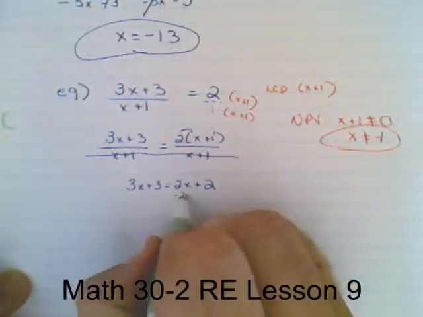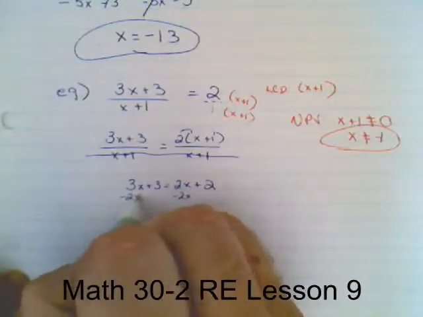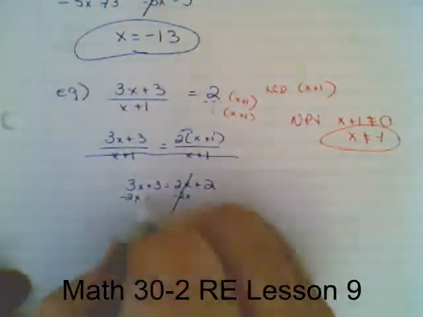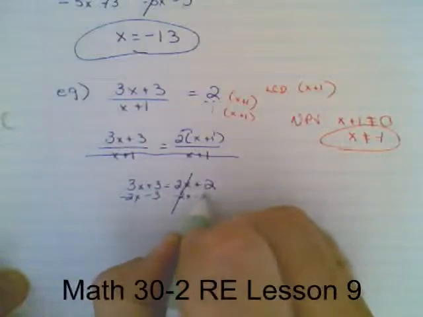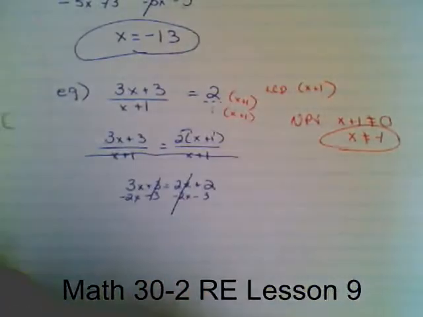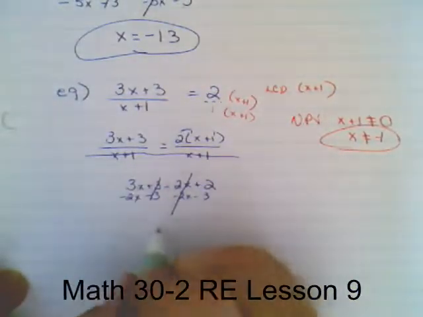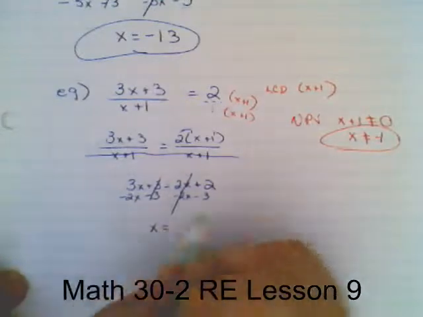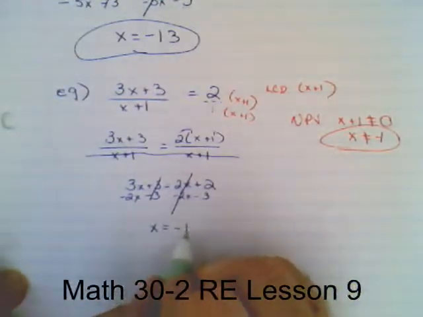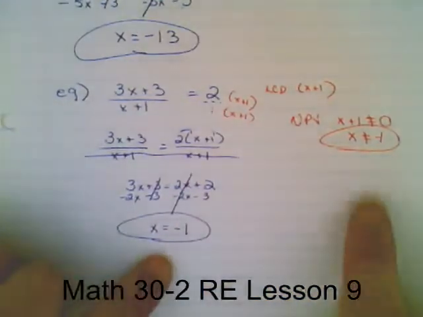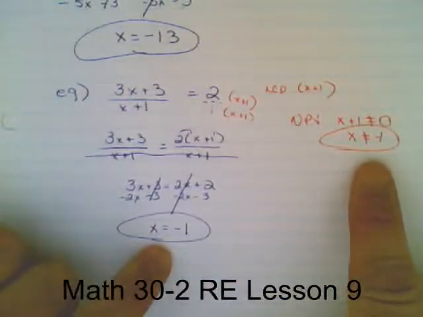Subtract the 2x. I have to pick a side, so I'm going to put it on the left. Those are gone. Here I'm going to subtract the 3, subtract the 3. Those are gone. So I'm left with 3x minus 2x is 1x, and 2 minus 3 is negative 1.